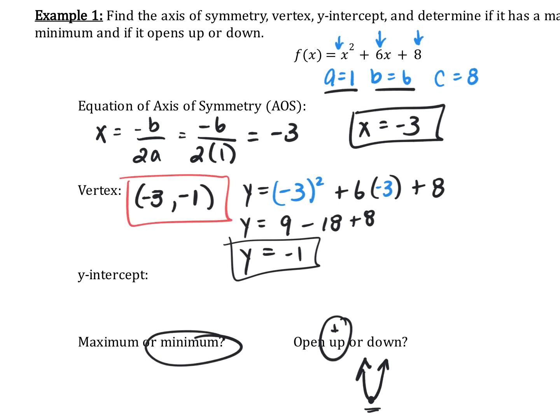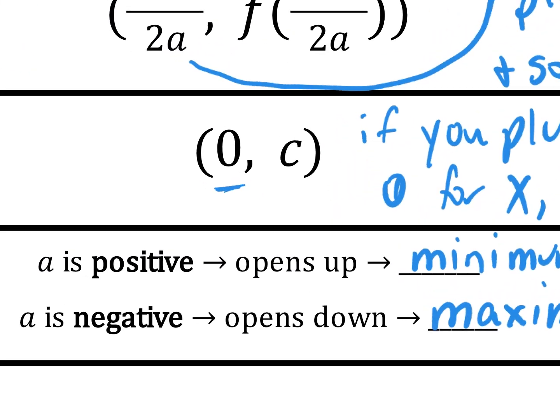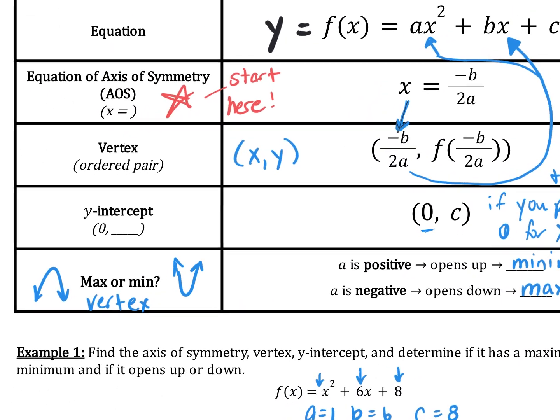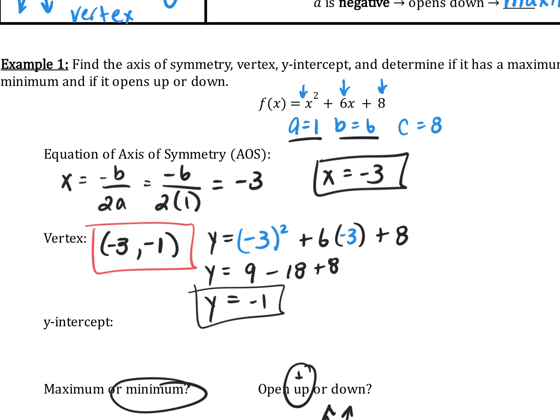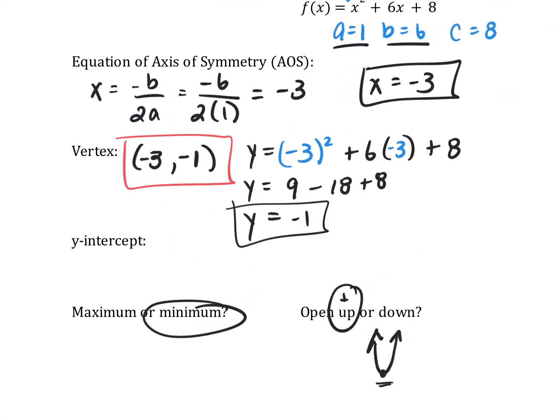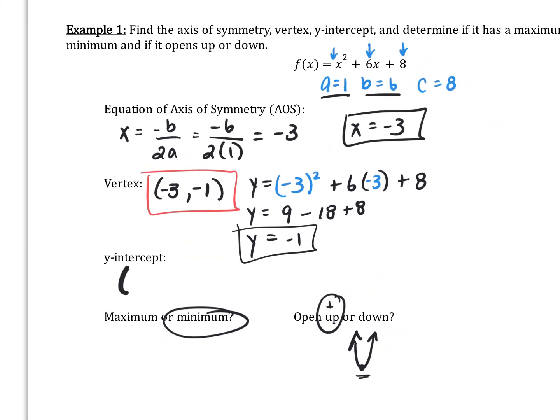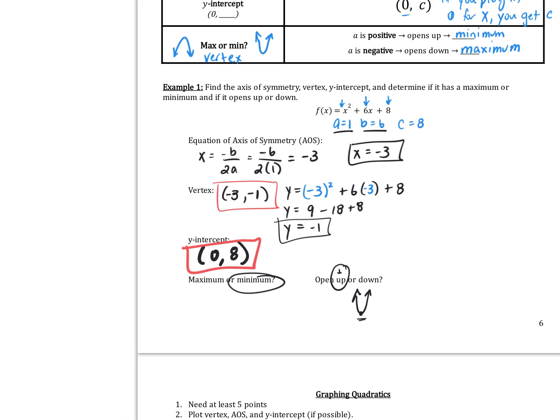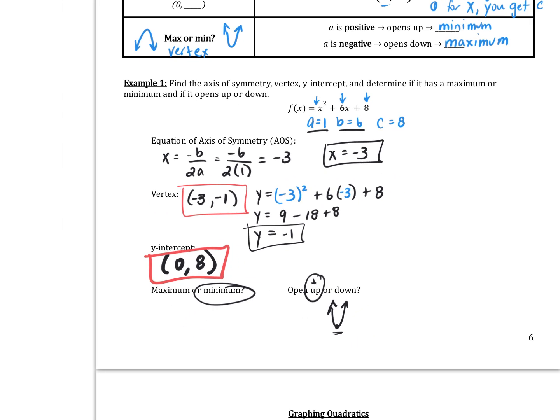Cool. Now to find my y-intercept, this is super easy, you guys. Remember, it's 0, c, right? Y-intercept, 0, c. So if we look at my problem, I just go, oh, my y-intercept is 0, 8. All done. All right? Okay, so this is part 1 of solving different pieces of a quadratic equation in standard form.